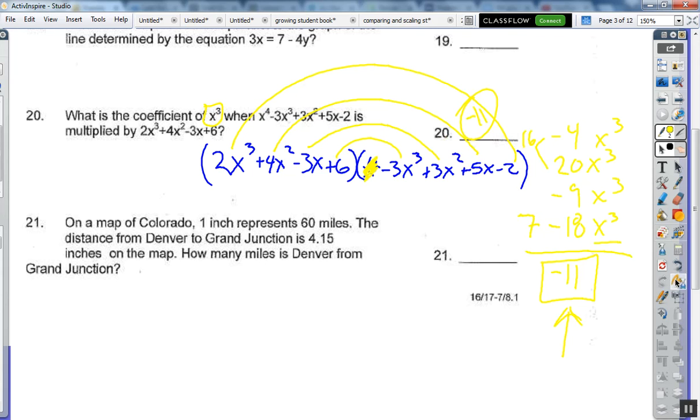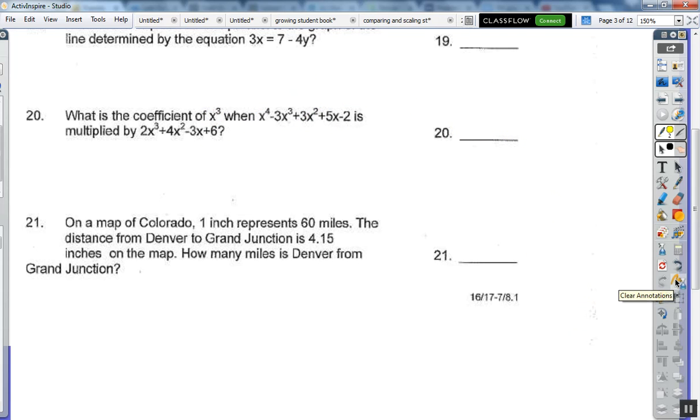All right, number 15. On the Colorado map, 1 inch represents 60 miles. The distance from Denver to Grand Junction is 4.15 inches on the map. How many miles? Okay. This is just a multiplication problem, isn't it? So we have 75 equal to 7 fifths x. What's the opposite of multiplying by 7 fifths? We're going to multiply both sides by 5 over 7.